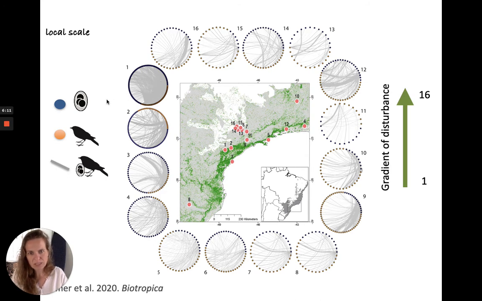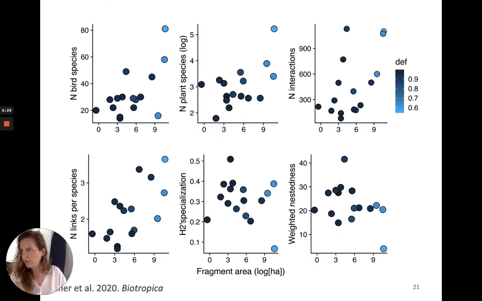So we are losing the nodes, which here are the plant and animal species, and the links, which correspond to the interactions among them. So you see there is a simplification of the network structure in terms of the size and the interactions they have. Then, of course, you can run some network metrics and describe some basic characteristics of this system and relate, for example, with fragment area or whatever variable you are interested in.